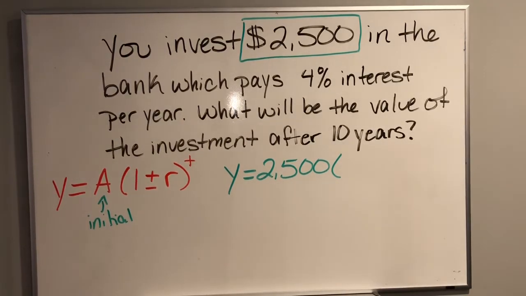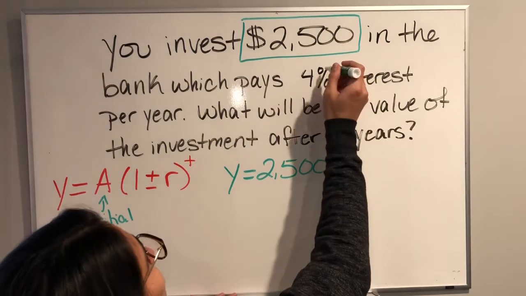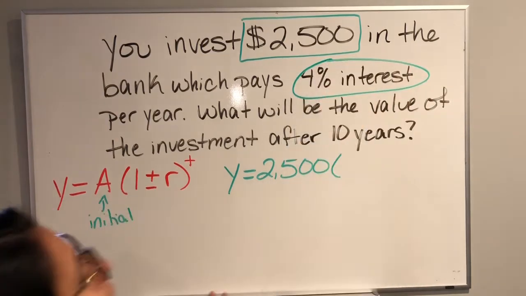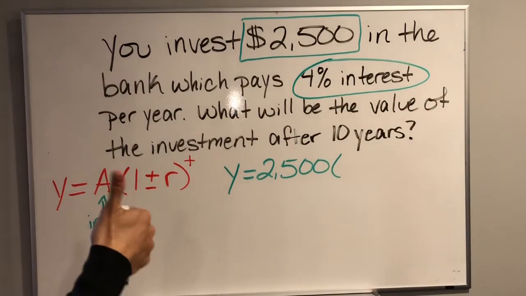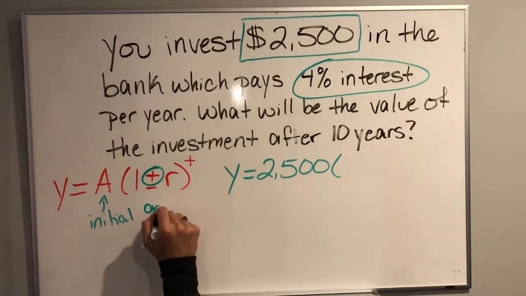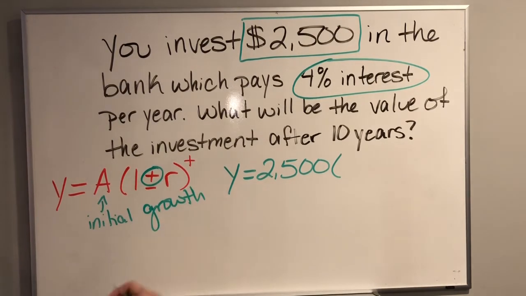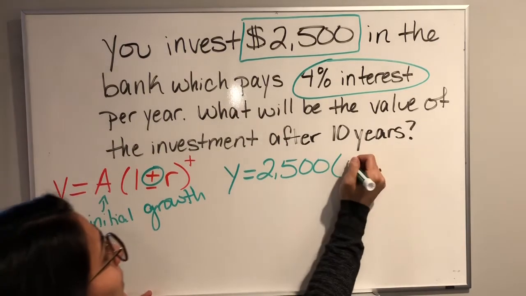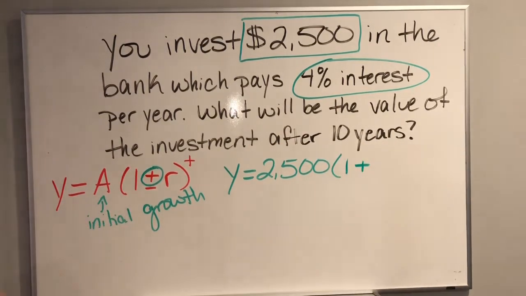All right, so then next we're going to determine, is this a growth or a decay problem? Now, considering we're investing money into a bank and it's going to be giving us a 4% interest rate per year, that's a good thing. So in this problem, we're actually going to be adding because this is growth. We're going to watch our money grow in the bank. So I'm going to put 1 and then a plus sign.